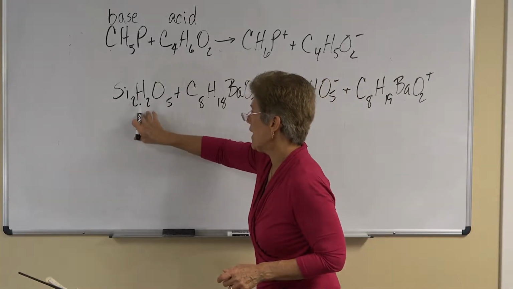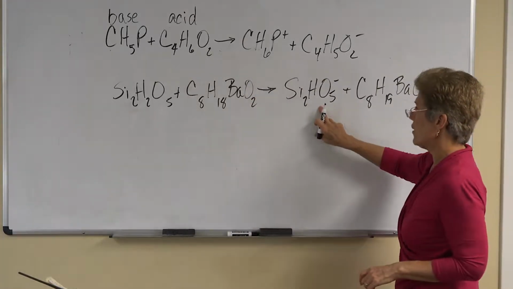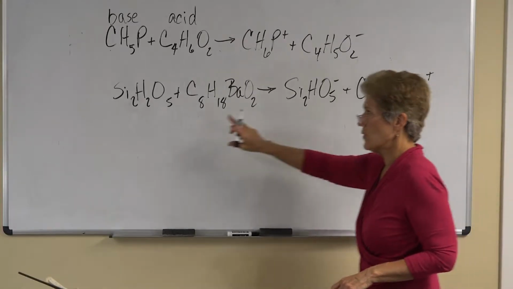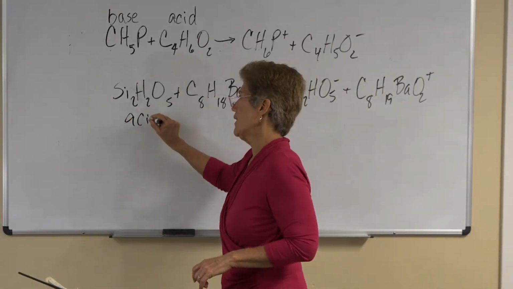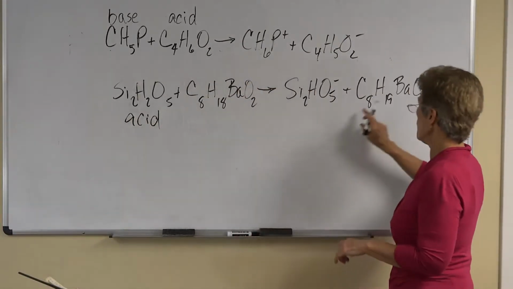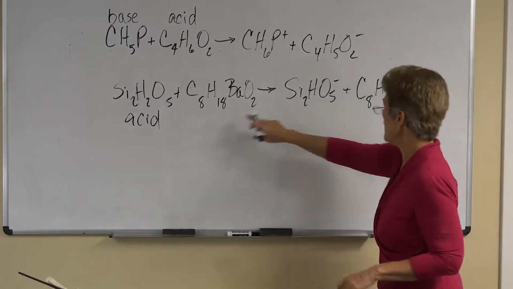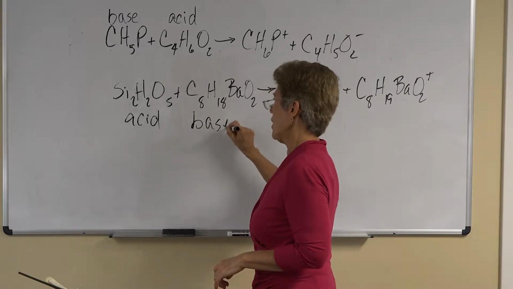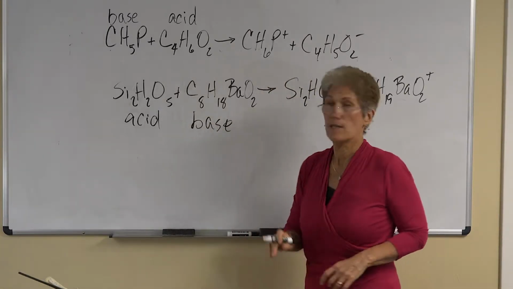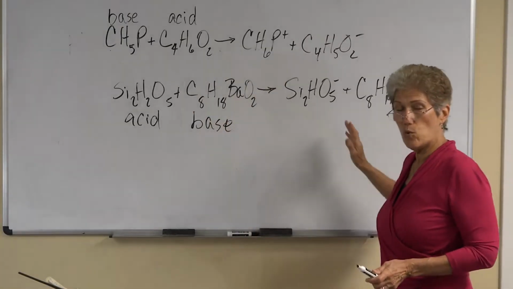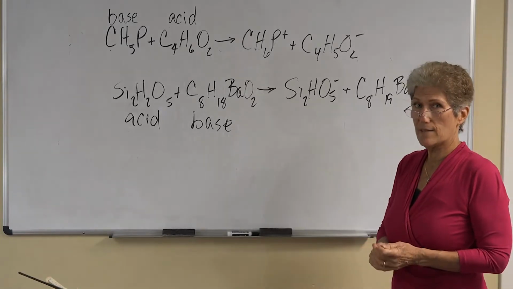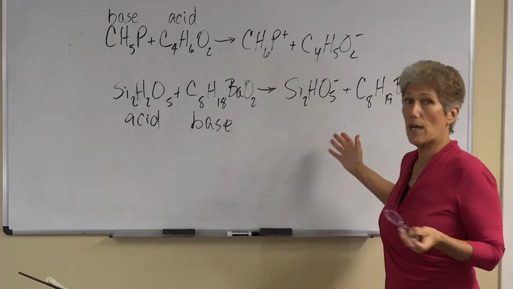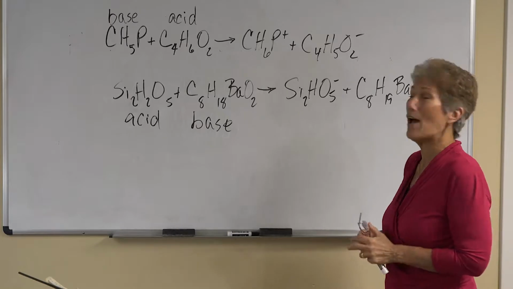From here, it has 2 hydrogens. Over here, it has 1 hydrogen. So this has donated a hydrogen. Let's look here. This went from C8H18 to C8H19. So this received the proton, so it is the base. So you just look at which one gave the proton, that'll be your acid, and which one received the proton, which is the hydrogen, and that will be your base.